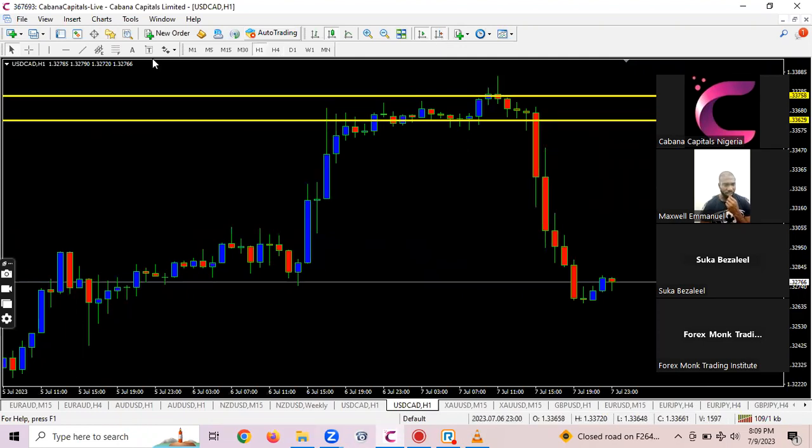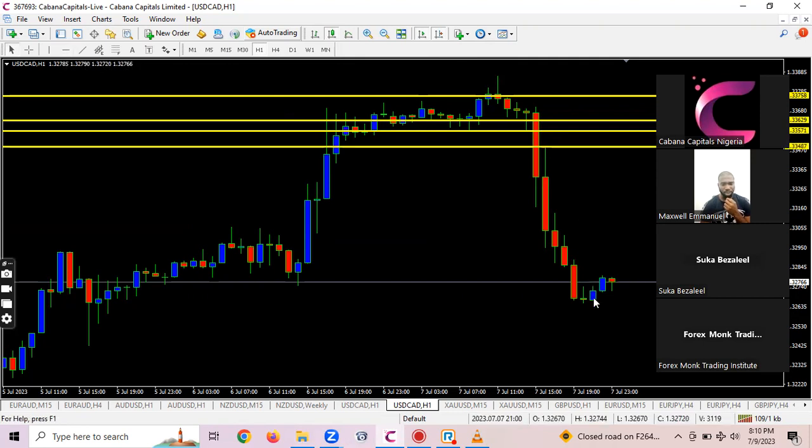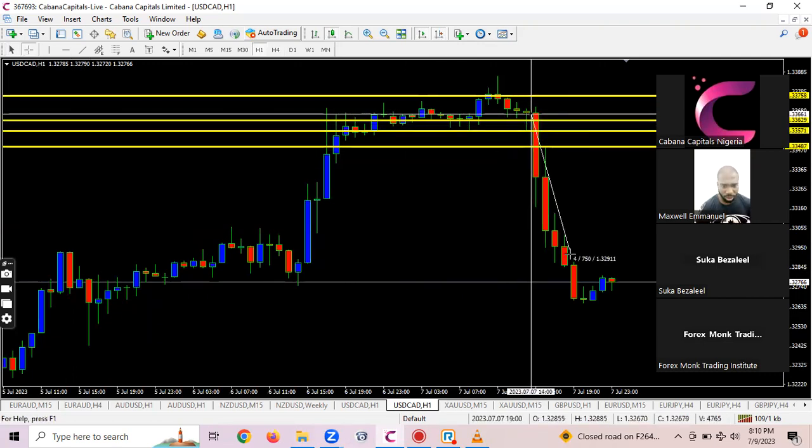So I expect USD CAD to pull back to this fair value gap. That's my expectation. I wouldn't jump in to sell at the current market price. It won't make sense to sell at the current market price because price has already moved from this point to this point. This is over 100 pips. Why would I want to sell after the market has moved in my direction 100 pips?